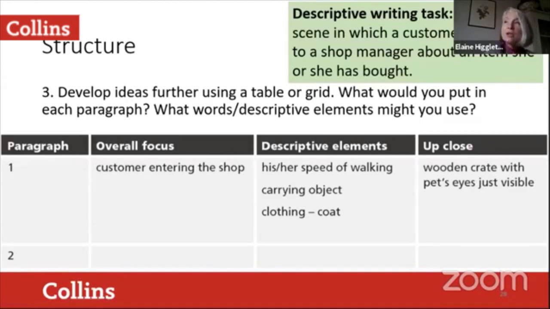The customer goes up to ask to speak to the manager. What descriptive elements might we want? Who does the customer speak to? What is that person wearing? And up close. So we can use a chart like this, a table or a grid, to dig in even further and give even more structure.